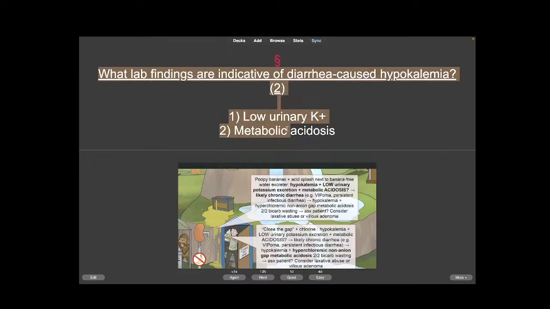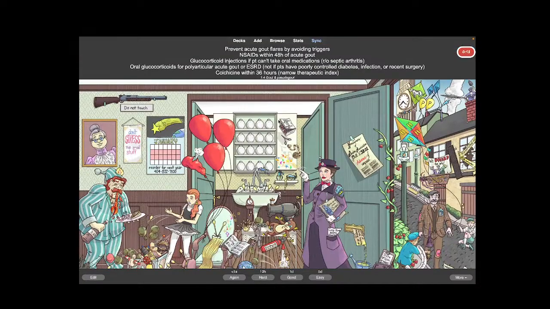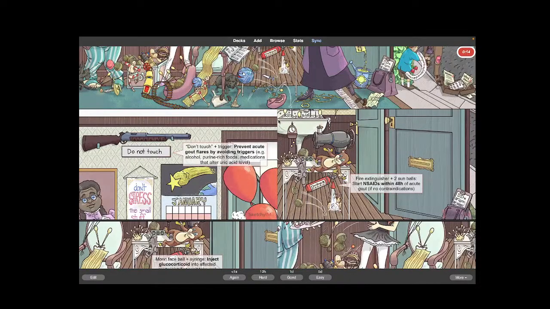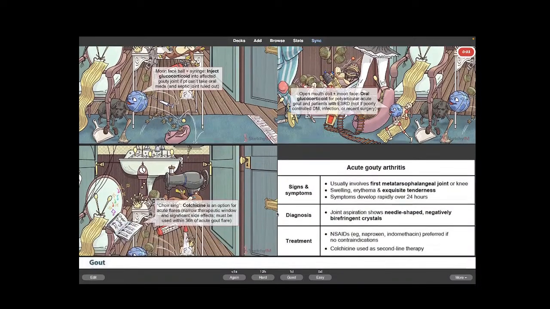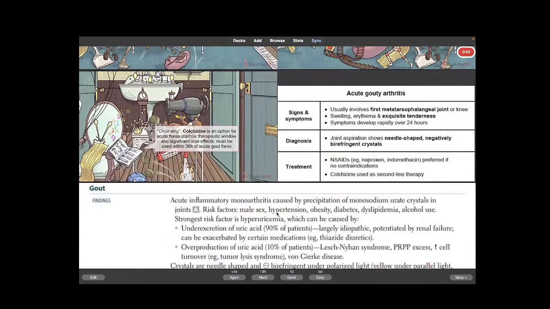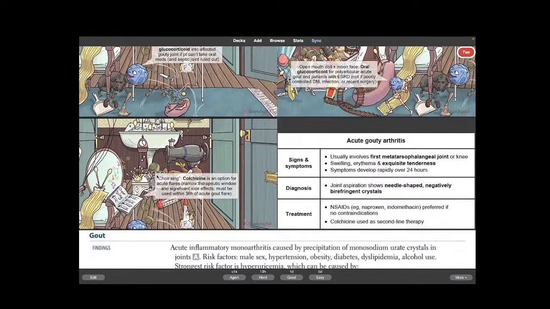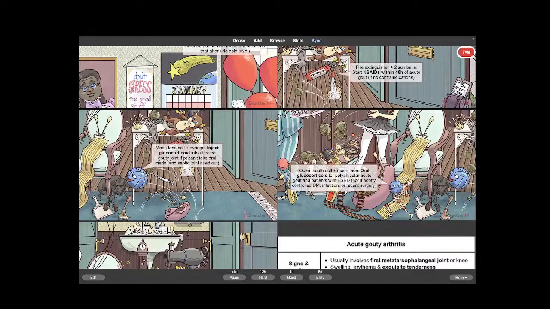Okay. What is the treatment for acute gout? We have do not touch. We have NSAIDs within 48 hours. Okay. We have injected glucocorticoid, and oral glucocorticoid, colchicine is an option for acute flares, and you have oral glucocorticoid for polyarticular acute gout, ESRD. Poorly controlled. Okay.